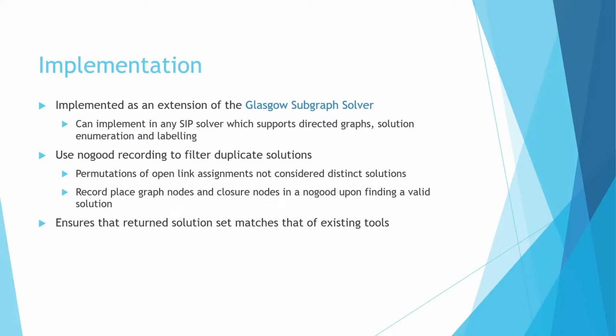We also employed the no-good recording functionality that the Glasgow Subgraph solver has, as permutations of link nodes were being treated as distinct solutions by the solver. So we add a no-good recording for the place graph nodes and closure nodes upon finding a valid solution to ensure that any duplicate solutions within the context of bigraph matching were being filtered out. And this ensured that the returned solution set of our SIP solver matched that of existing SAT solving tools and allowed us to validate that our encoding was correct.